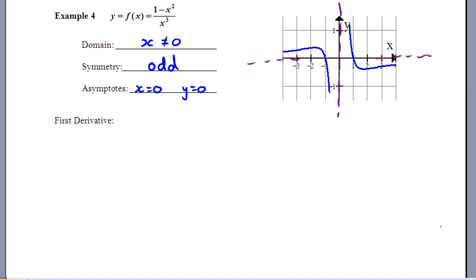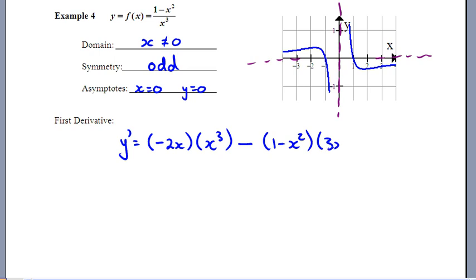So this page, let's just do the first derivative. It's going to take us a page. It's a quotient. So derivative of the top, that would be -2x times the bottom left alone, and then subtract, leave the top, and then the derivative of the bottom. But that's not all of it. You then have to take all of that and divide by the bottom squared.